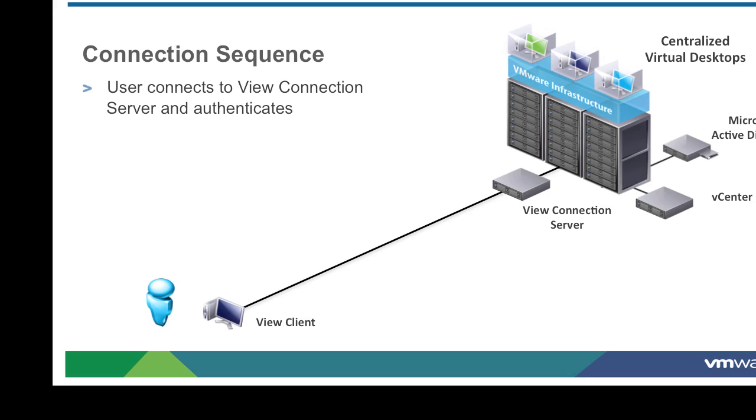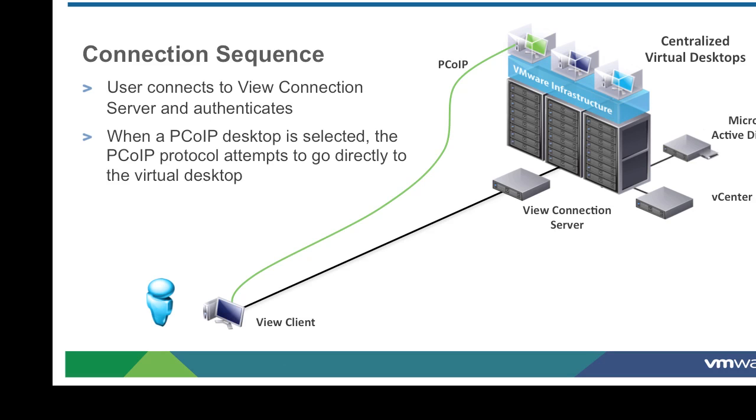So the user connects to the View connection server and authenticates. Then when the PC over IP desktop is selected by the user, the PC over IP protocol attempts to go directly to the virtual desktop.